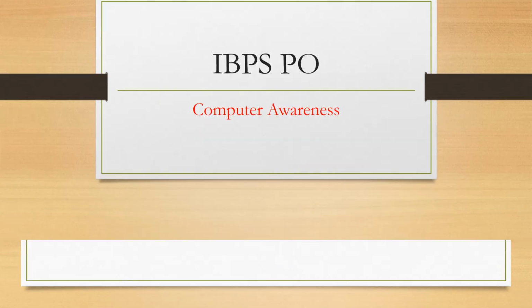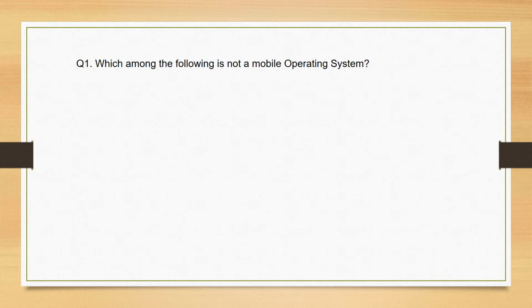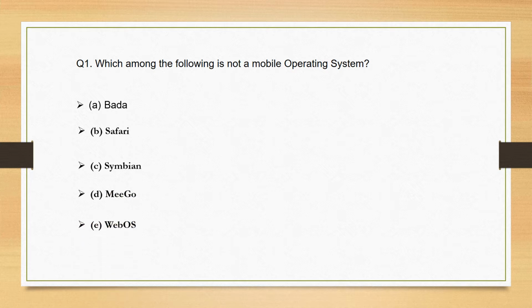So our first question, which among the following is not a mobile operating system? So what are the options we have? We have the options Bada, Safari, Symbian, Meego, and WebOS. So the first option, Bada, is basically a mobile operating system. It was developed by Samsung. Second option is Safari. Safari is a web operating system and it was developed by Apple. So this will be the correct answer, you can say.